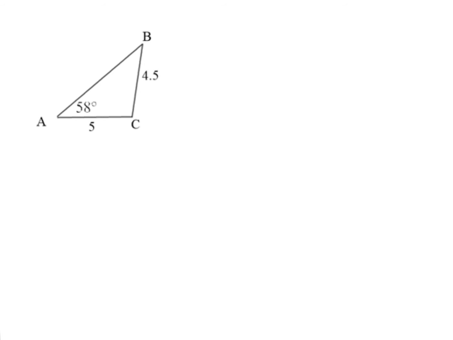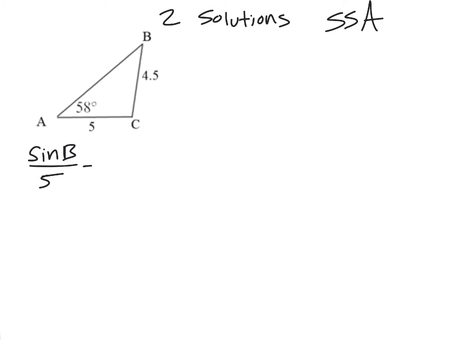All right, once again, notice side-side-angle. The math here is going to be the same, except this is going to be the first case where you're going to see both solutions will actually be possible. Both solutions will actually be possible. All right, sine of B over 5. You're going to see the whole process is exactly the same. I have to start and find angle B.